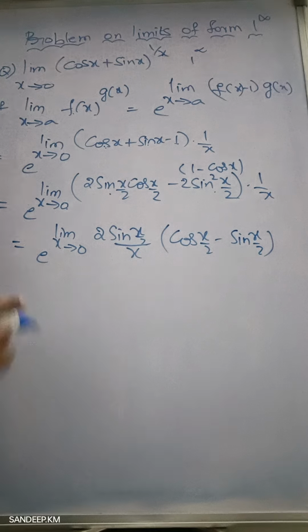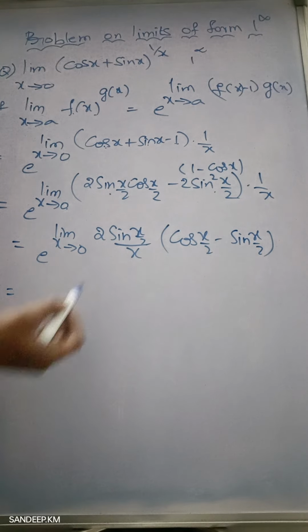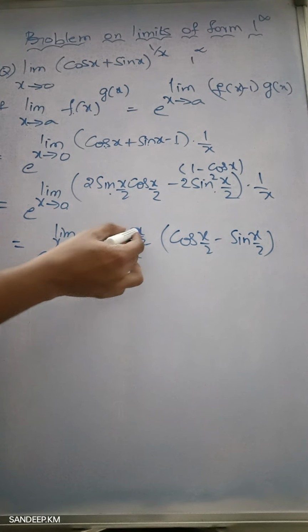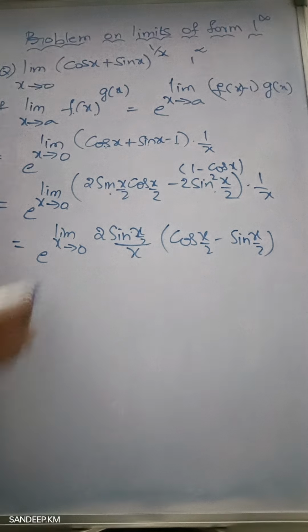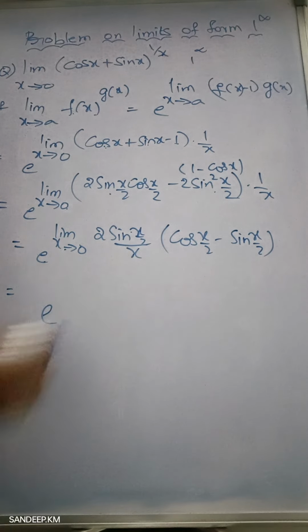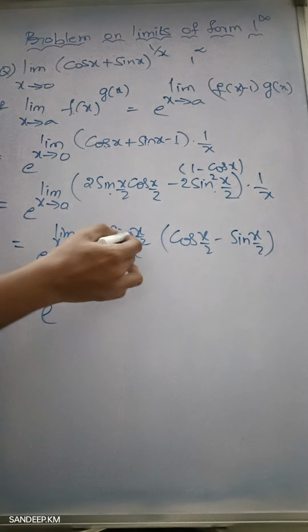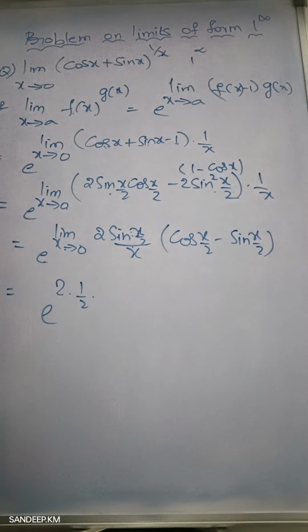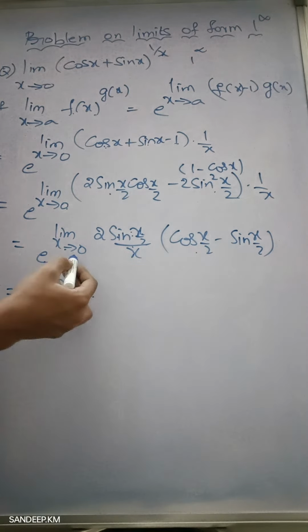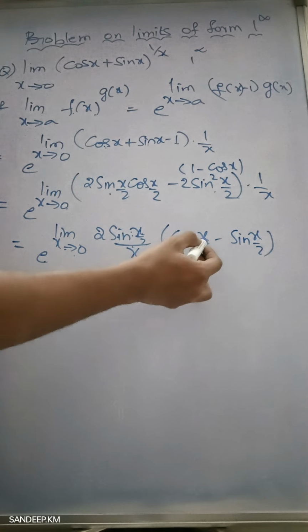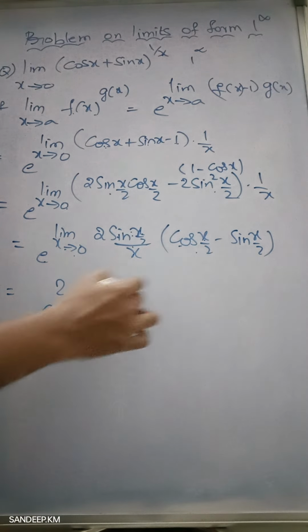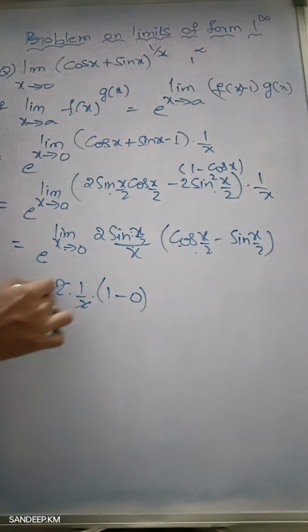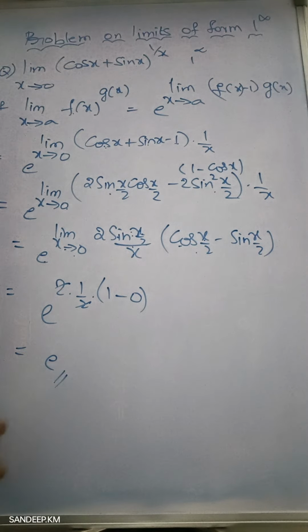Now, according to trigonometric limits, sin kx by x is k when x is approaching 0. So therefore 2 will be there, and k is 1 by 2 here. In the remaining two terms, we can substitute x as 0. So cos 0 is 1 minus sin 0 is 0. Now, 2 and 2 will get cancelled. I'll get the answer as e.